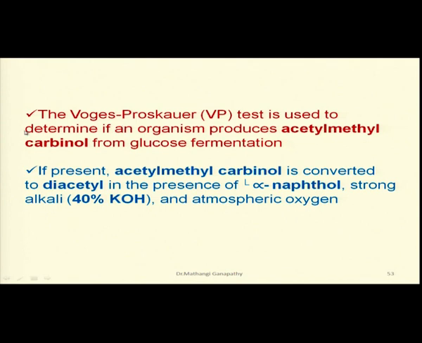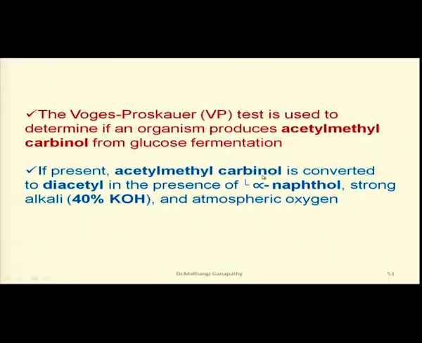This VP test or the Voges-Proskauer test is used to determine whether an organism can produce acetyl methyl carbinol from glucose. So, when glucose gets fermented, the metabolic byproducts in the pathway can be different. If your organism produces acetyl methyl carbinol, it will be VP positive. If it is not producing acetyl methyl carbinol, but some other byproduct is formed, it will be VP negative. This can be used to distinguish between the bacteria which is present in the medium concerned.